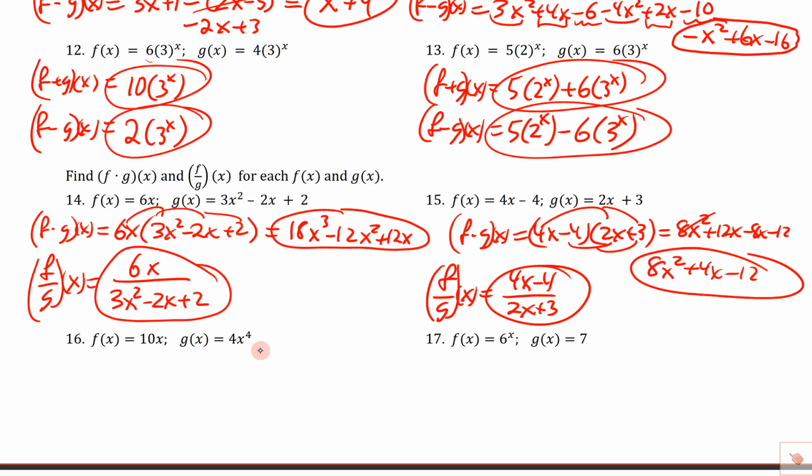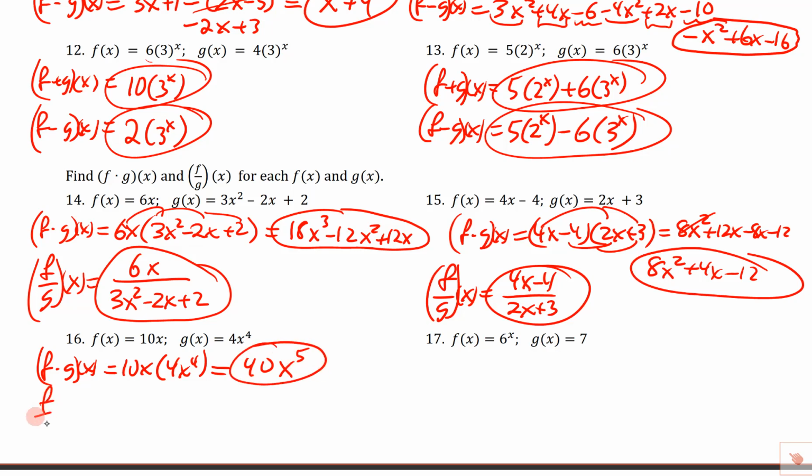We're going to be multiplying these together. Interesting, so we haven't seen an x to the fourth before. So f times g of x, 10x times 4x to the fourth. Coefficients can be multiplied, so we'd end up with 40. And let's see, we've got an x to the first times x to the fourth. That's 1 times 4 more x's, so that's going to be x to the fifth. Done right there.